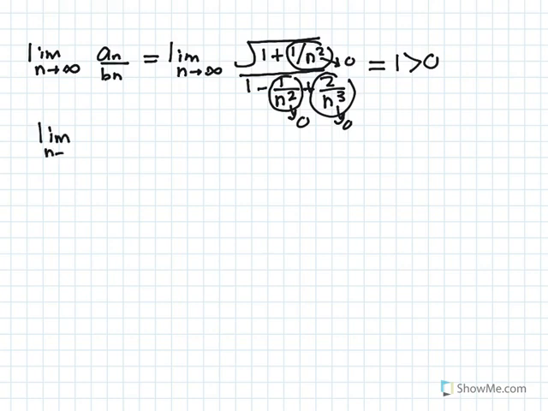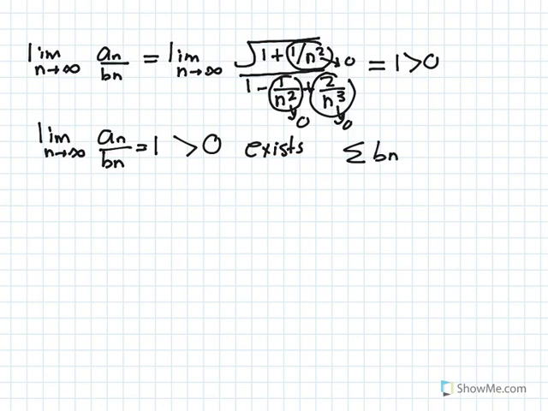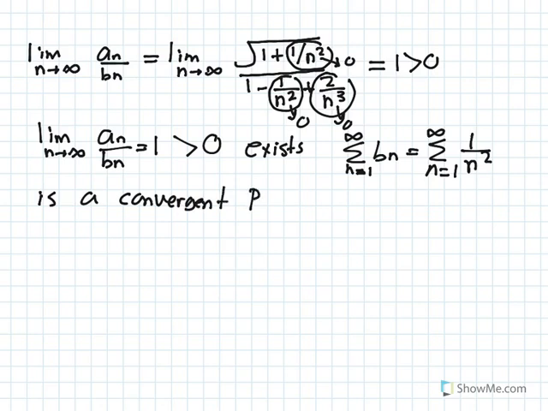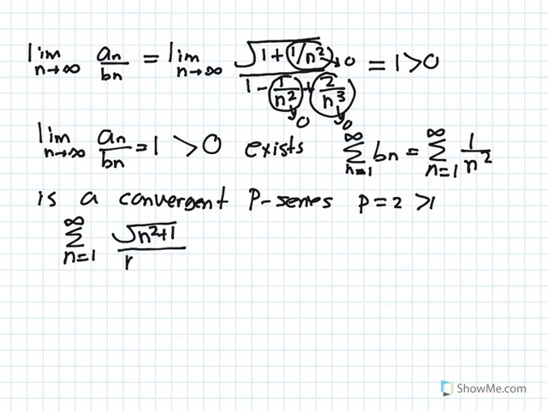So since the limit as n approaches infinity of a_n divided by b_n is equal to 1, larger than 0, exists, is finite, and the summation of b_n, n equals 1 to infinity, which is the summation of 1 over n squared, is a convergent p-series with p equals 2 greater than 1, this series, the summation n equals 1 to infinity of root of n squared plus 1 divided by n cubed minus n plus 2, also converges by the limit comparison test.